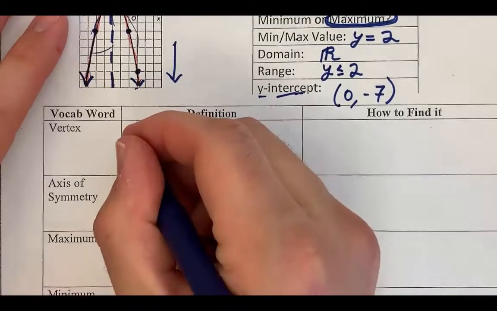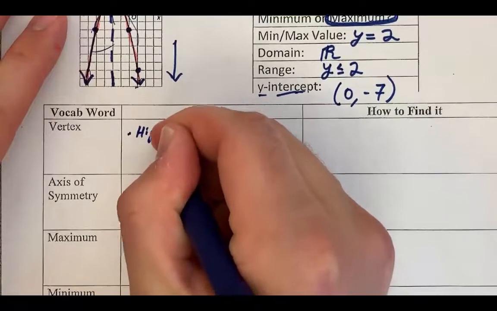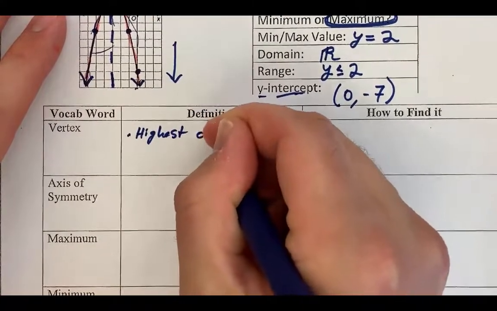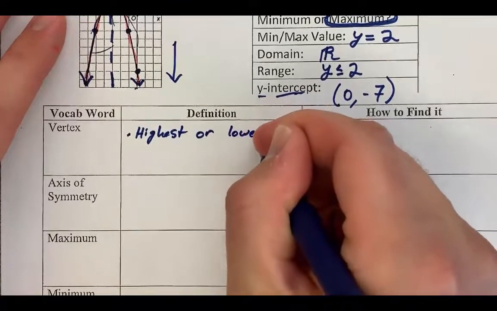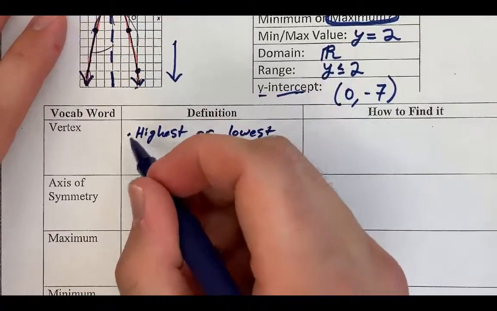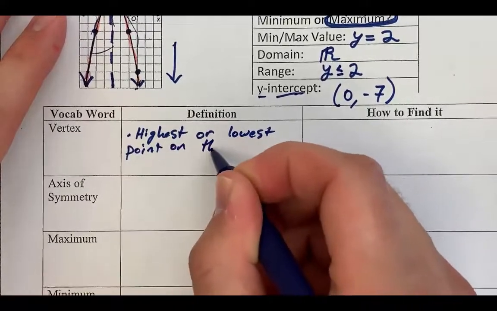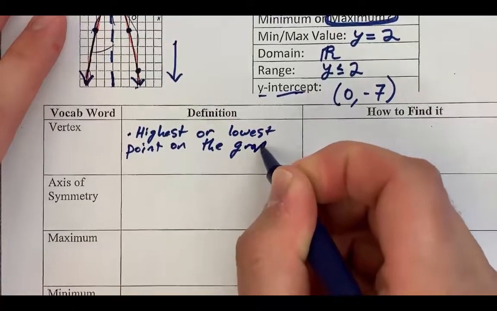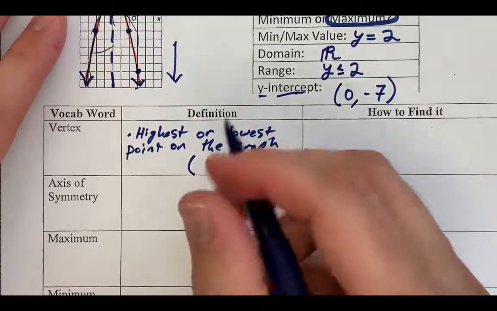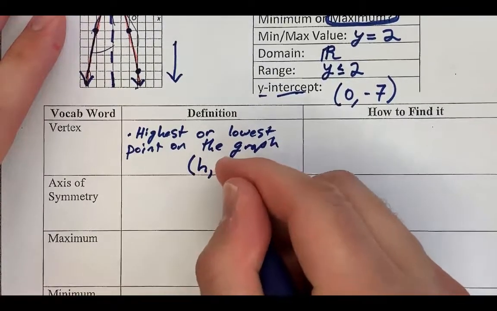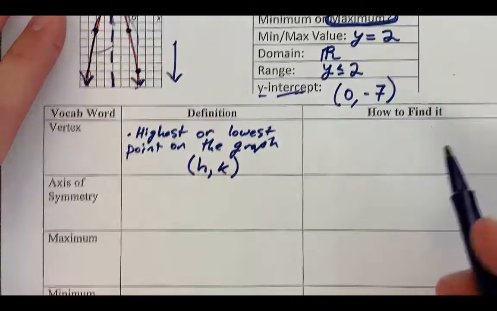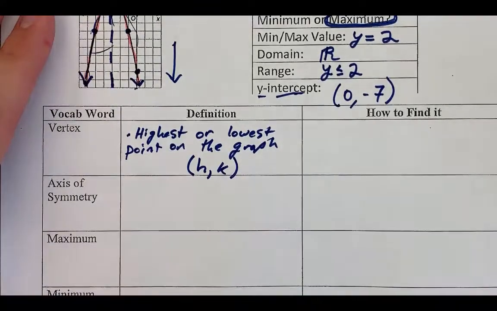The vertex is also the highest or lowest point on the graph. And again, we typically write (h, k) for the vertex. I mentioned that up here briefly.